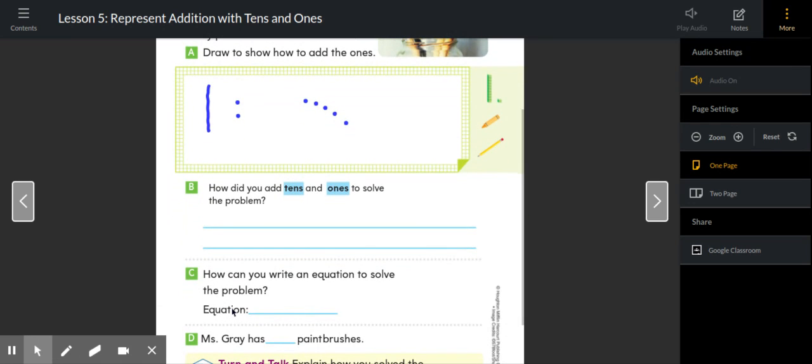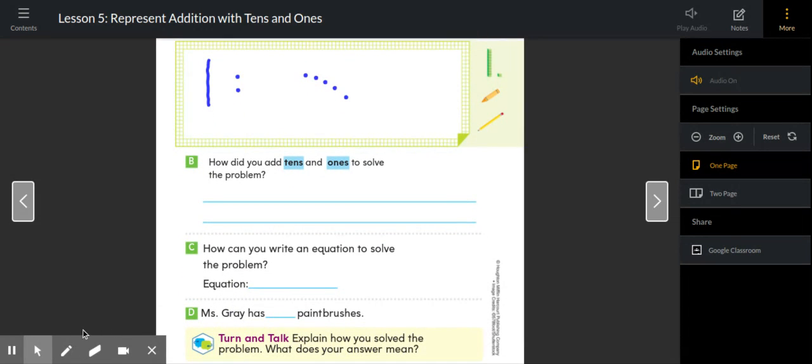So how can you write an equation to solve this problem? The equation that represents my drawing up here would be 12 paintbrushes plus 5 more paintbrushes. She's picking up 5 more paintbrushes equals. An equation always has to have an equal sign, doesn't it? And let's count and see how much that is. So we'll say 10, stop, 11, 12, 13, 14, 15, 16, 17. She has 17 paintbrushes.